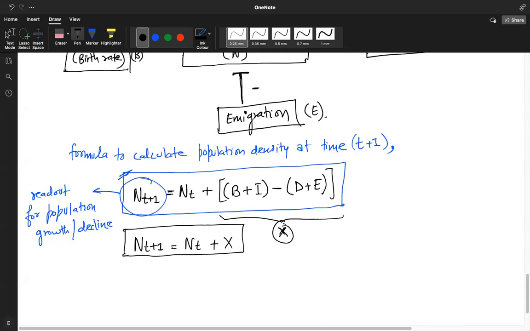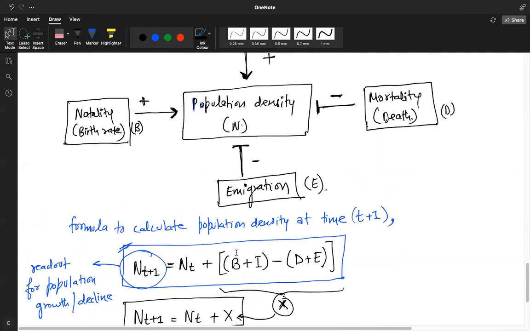Similarly, in the same manner, Nt plus 1 is smaller if this x value is negative. So you will take something out of this Nt. So Nt plus 1 will be less than Nt, which means death and emigration is more than birth and immigration. So it's getting subtracted. Is that clear, everyone? Yes, sir. Okay, please write this down.